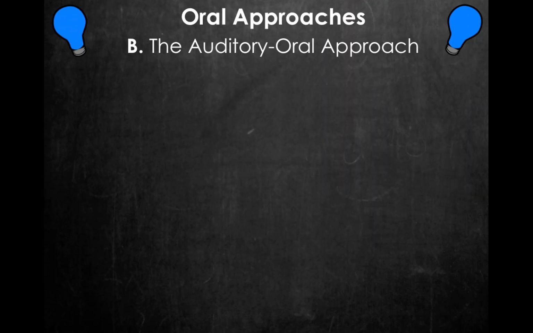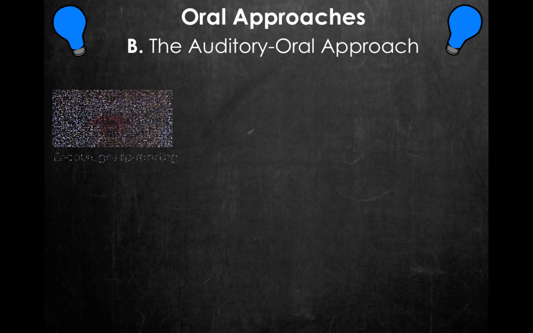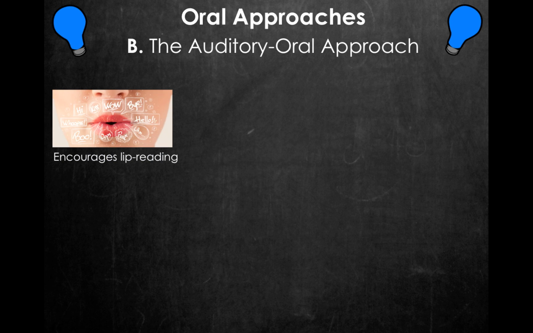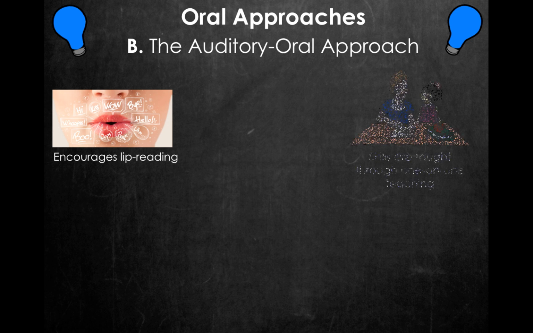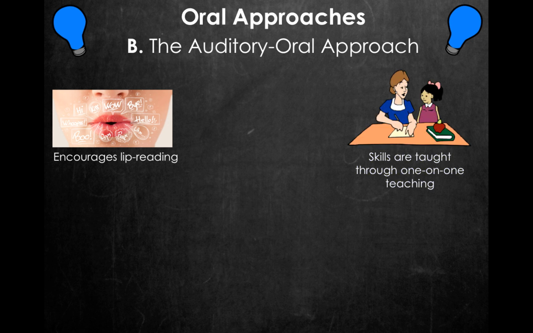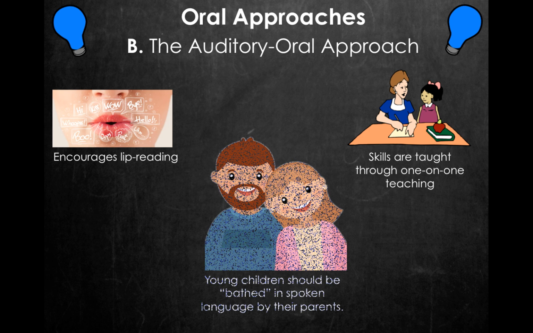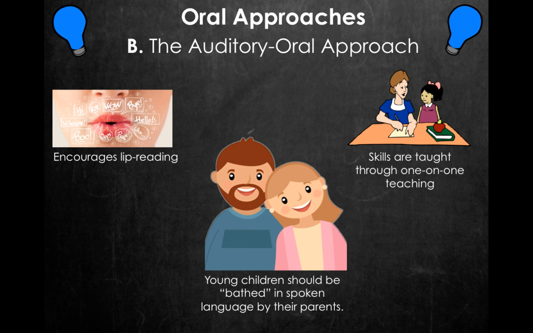The second part of the oral approach is the auditory oral approach. And this one's a little bit different because it encourages lip reading. The skills are taught through one-on-one teaching, which is just like part A. Young children should be bathed in spoken language by their parents, and that's the key component of this approach.